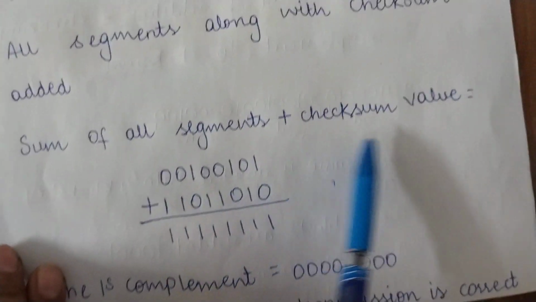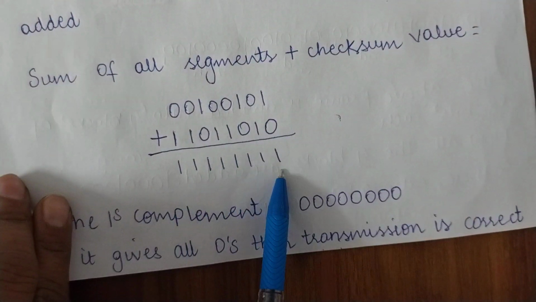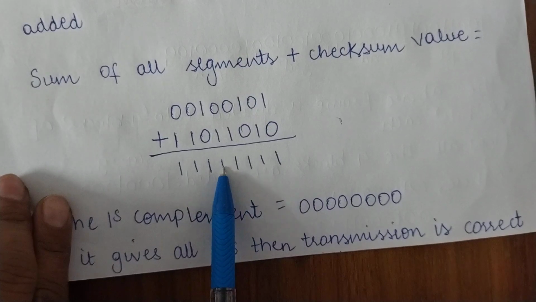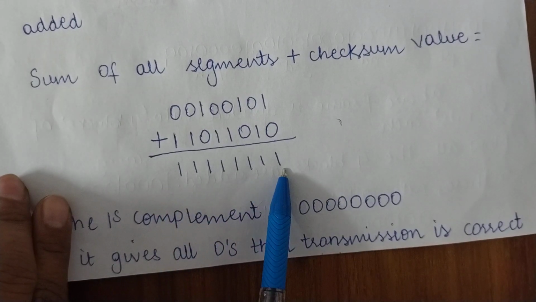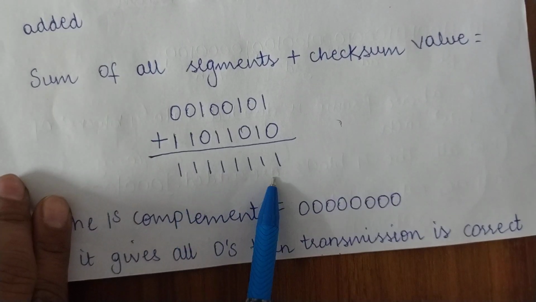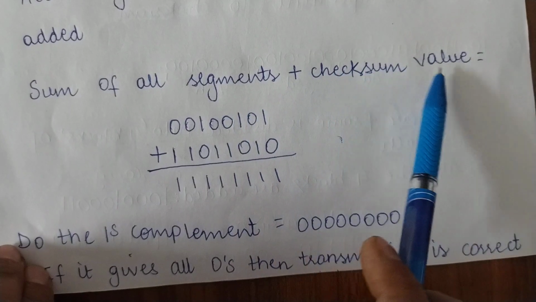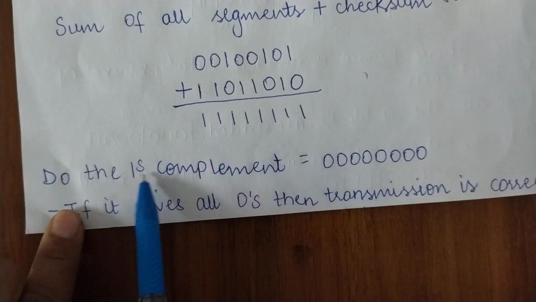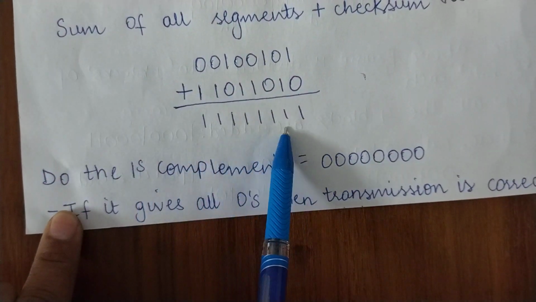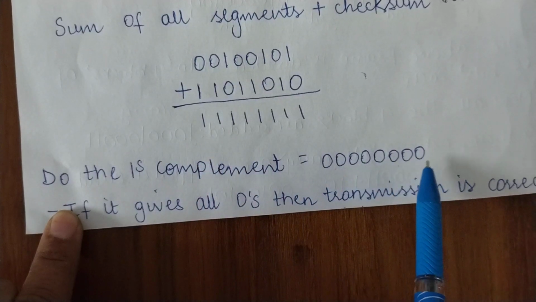So after adding the checksum to the sum of all the segments, what I get is this. That means 1 2 3 4 5 6 7 8. It is exactly 8 bits. So I have got basically eight 1 bits. After performing the addition of the sum of all segments and the checksum value, I will again take out the ones complement of the result. So the ones complement of this result gives me 8 zeros.